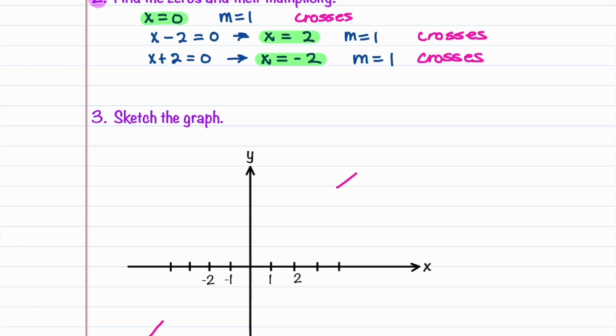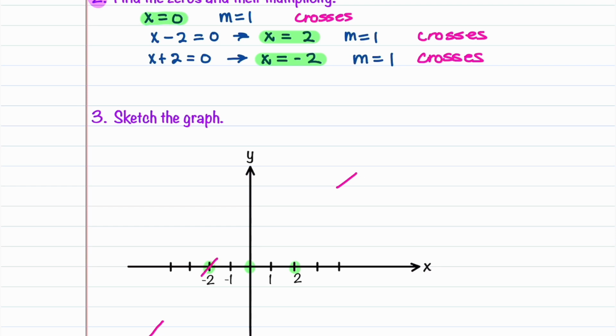Now let's go ahead and put down our zeros. We have a 0 at x is equal to 0. And then we have a 0 at x is equal to 2. And then we have another one at x is equal to minus 2. Our graph is going to cross at all 3 of these points. So I'm just going to put some lines here so that we can see the direction that the graph is going. Since we're starting on the left at the bottom, at -2, we're going to cross like this.